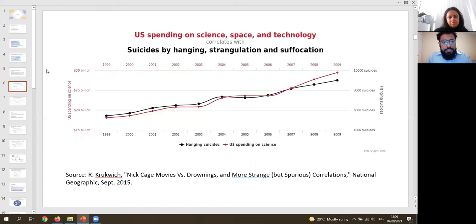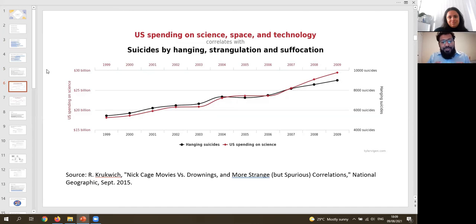Let's go to the next slide. Okay, what you see here is the amount of money which the US government is spending on science, space, and technology, and then you also see suicides by hanging and by suffocation. Can we see a correlation?